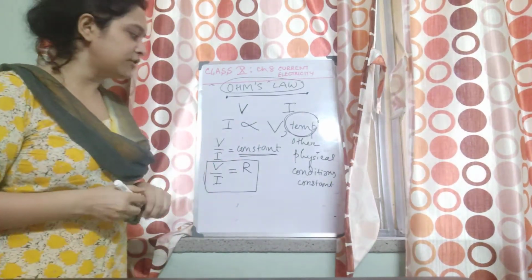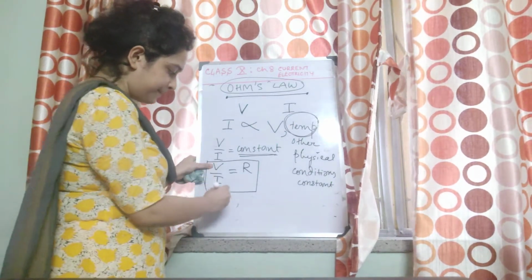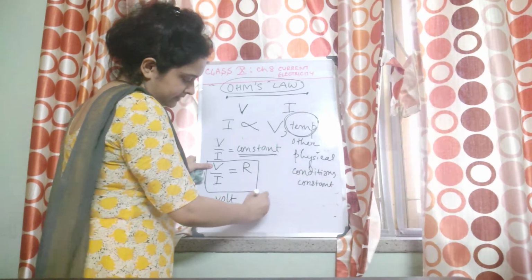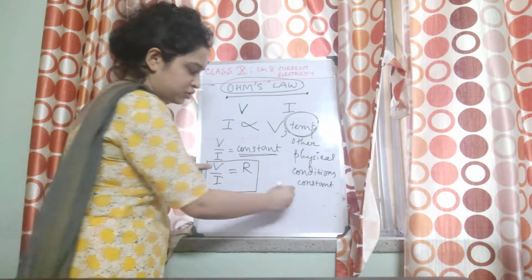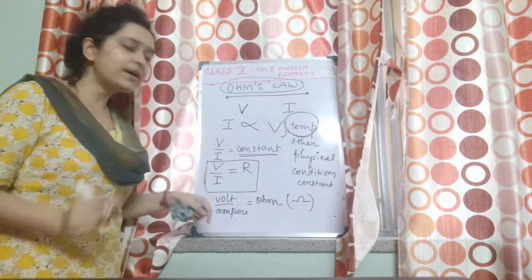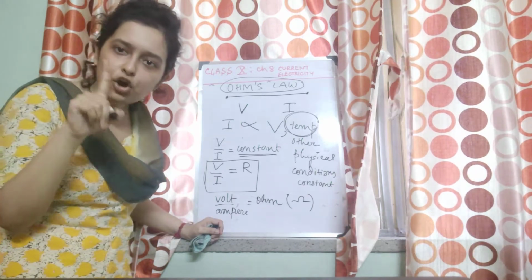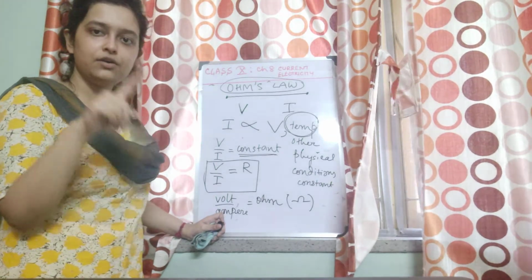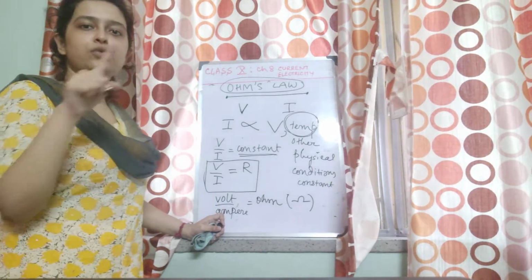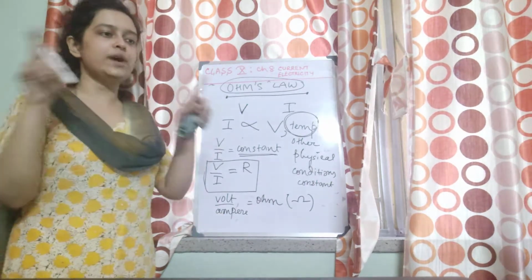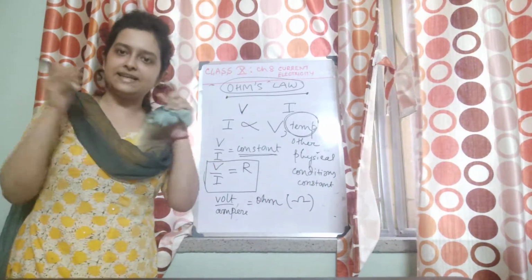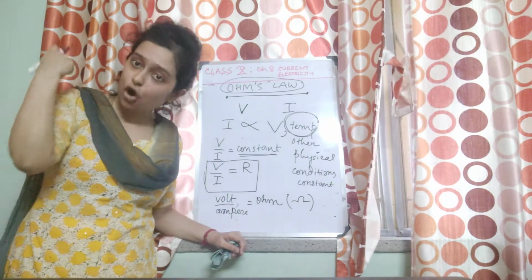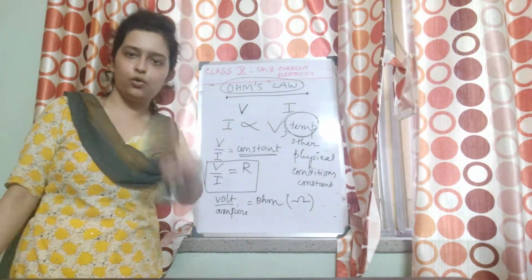What can be the SI unit of resistance? Volt per ampere. This is known as ohm. In short, we write it like this. So how can I define 1 ohm? 1 ohm resistance is defined as the resistance between two ends of a conductor when the potential difference between the two ends of the conductor is 1 volt. That is, when a 1 volt potential difference is maintained across the two ends of a conductor and 1 ampere current flows through it, then the resistance offered to the flow of electrons is 1 ohm.